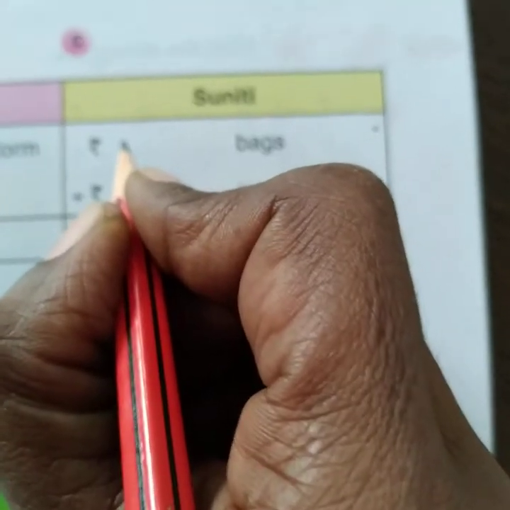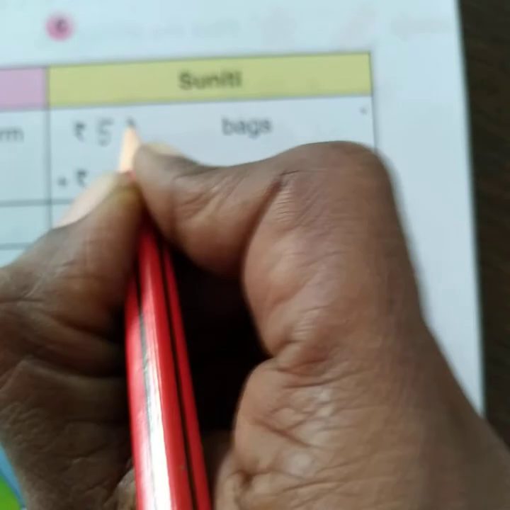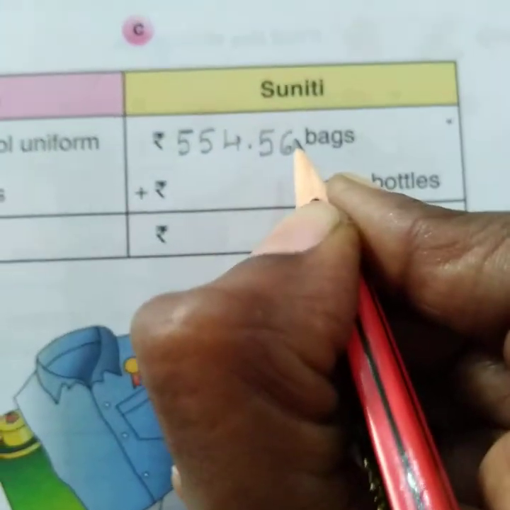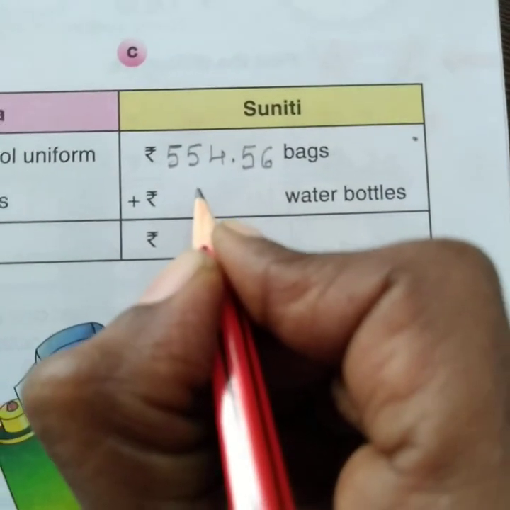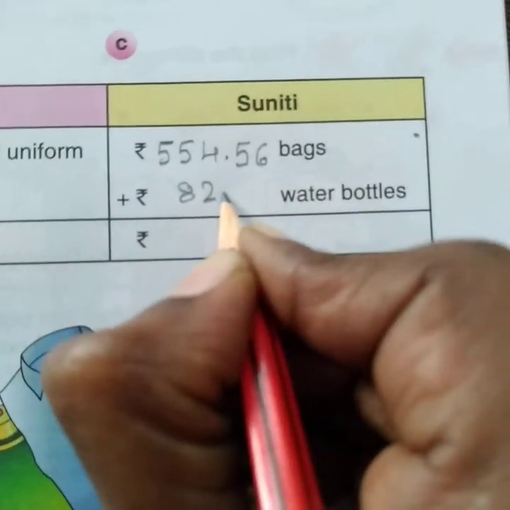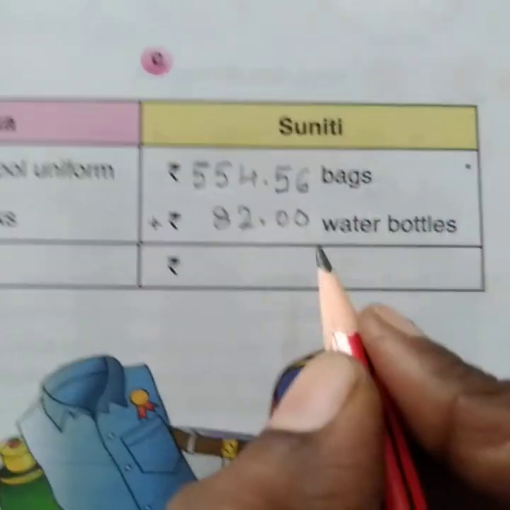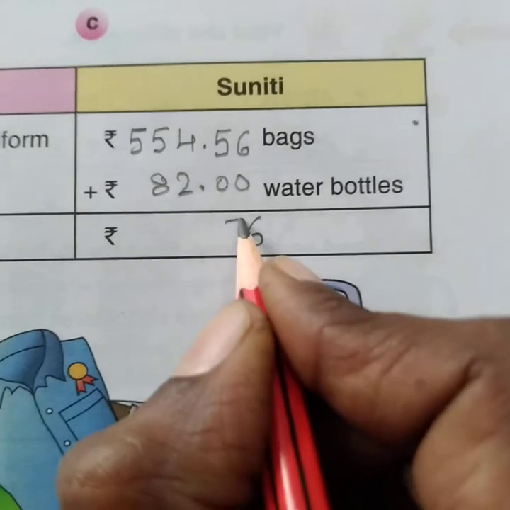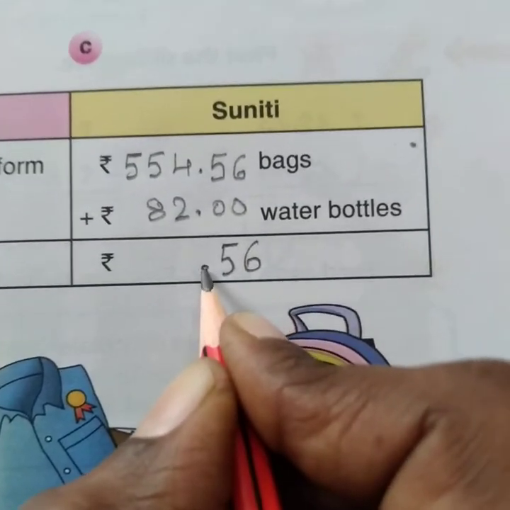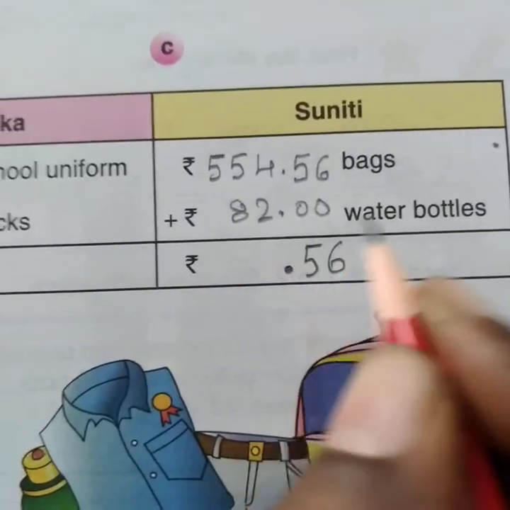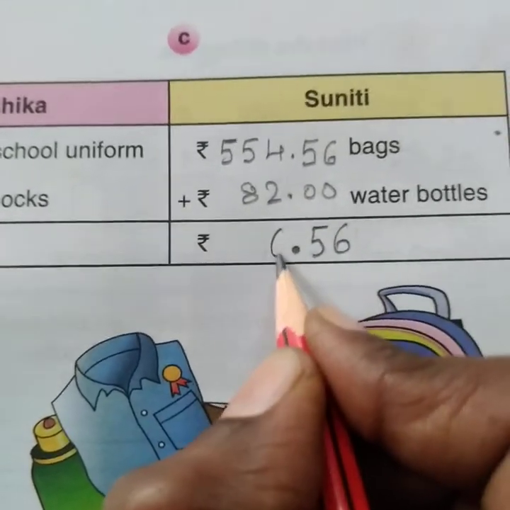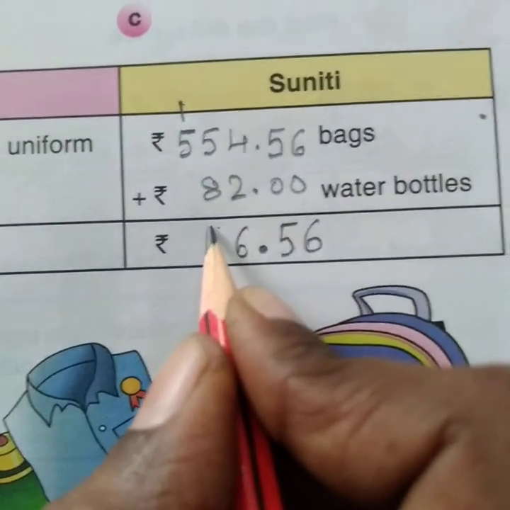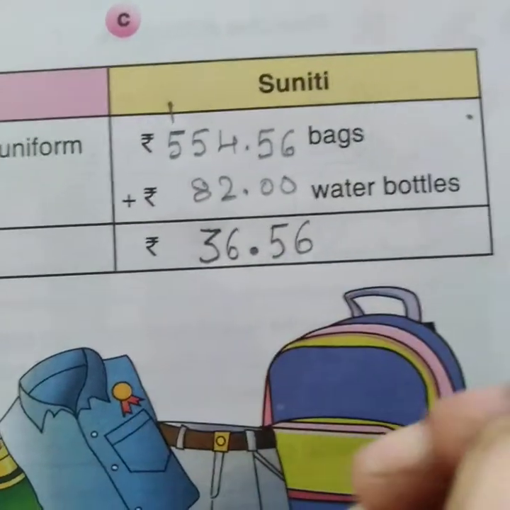So for bags, Suniti paid 554 rupees 56 paise. For bottles, she has paid 82 rupees 0 paise. So add both. 6 plus 0, 6. 5 plus 0, 5. Insert the point to separate the rupees and paise. 4 plus 2, 6. 8 plus 5, 13. Carry 1 to the hundreds column. Write 3 in the tens column.